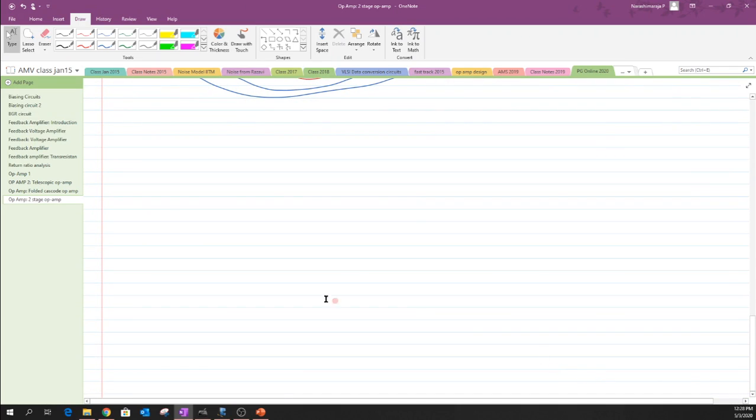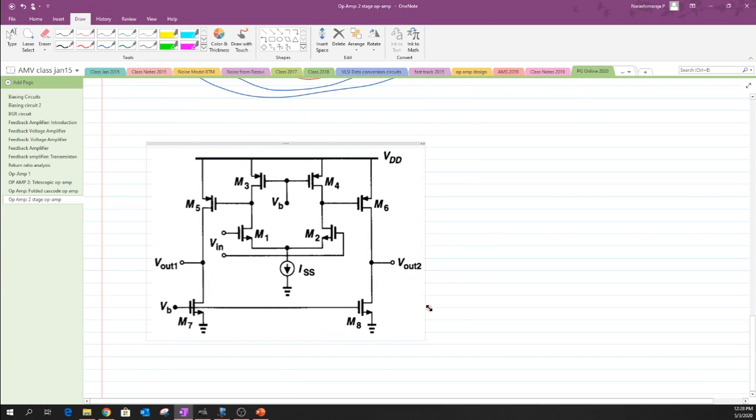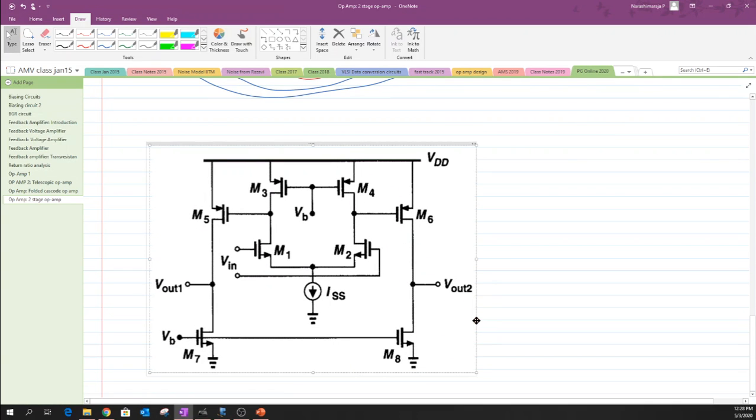Let me try to copy this circuit again. This is the first structure of a two-stage op-amp that we have discussed, and now I just want to convert this structure into a single-ended one. The way that it can be done is by ensuring that there is some sort of mirroring structure such that we are not losing the GM of a particular structure.